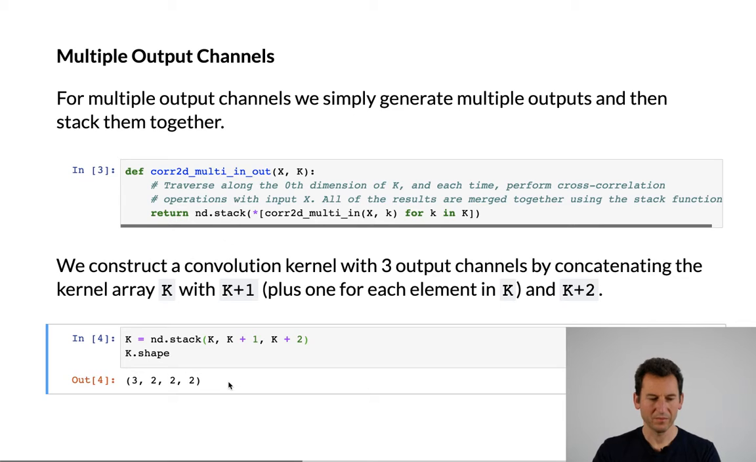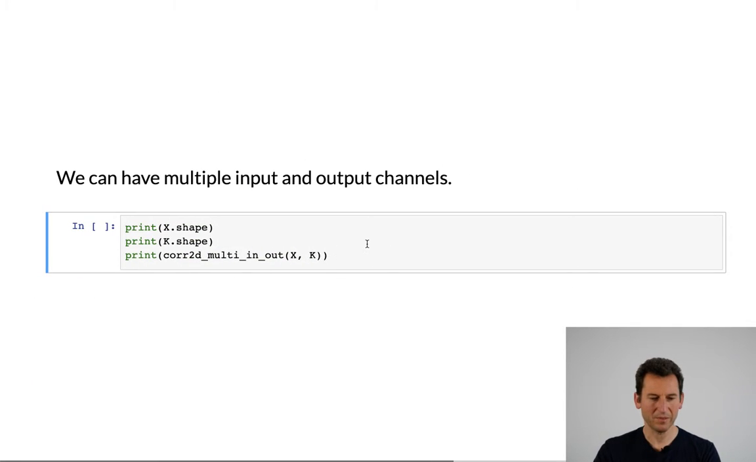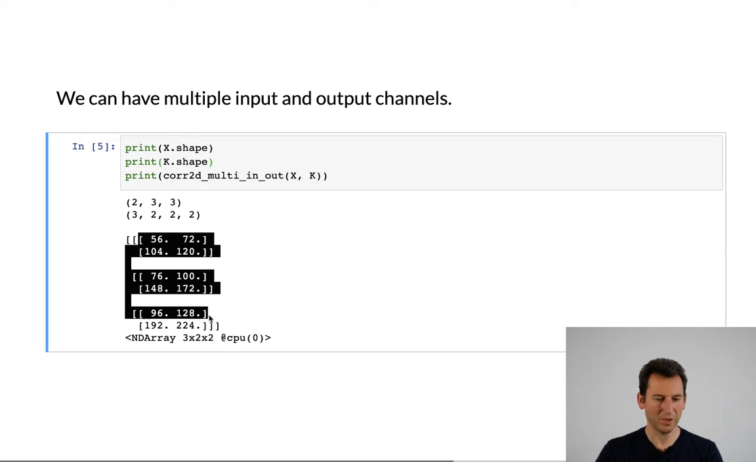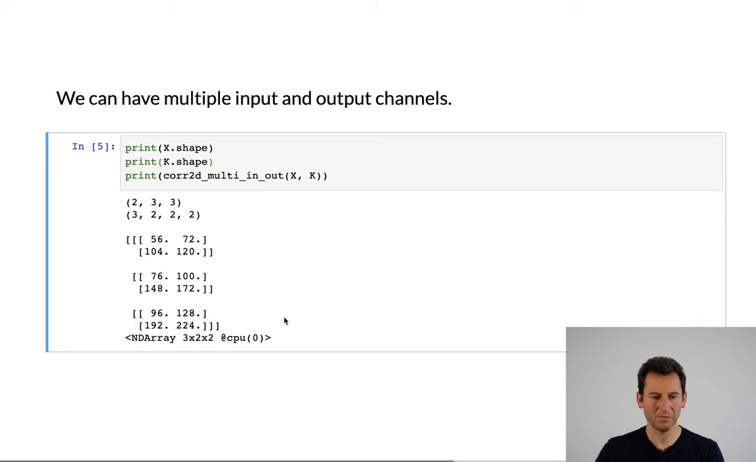Okay. So now let's see what happens when we apply this. This applies the kernel to a 2-channel input for a 3x3 image, and we get out of it 3 2x2 matrices. So it's basically a 3x2x2 tensor. That's exactly what we engineered.